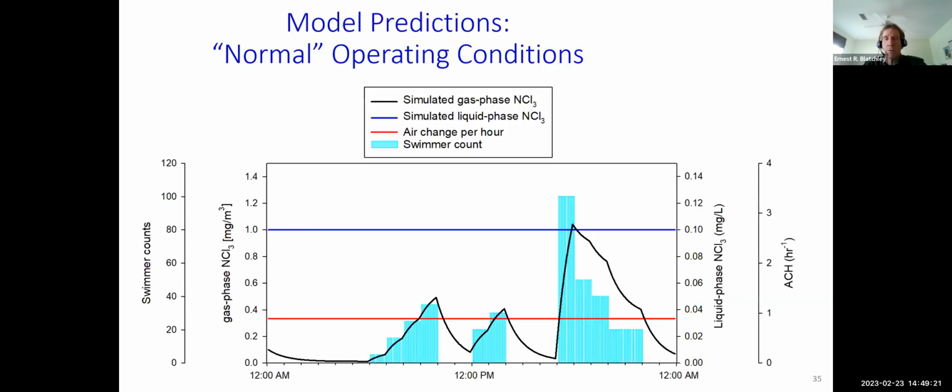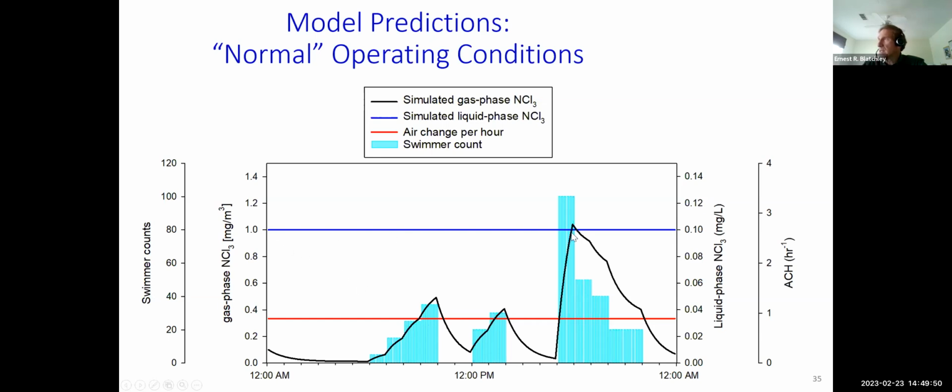So let me just walk you through quickly a couple of simulations. This is a hypothetical simulation, and let me just illustrate what's going on. The bars represent what we anticipate as the bather load in this facility. If you've been operating a facility for a period of time, you probably have a reasonable idea of how many swimmers to expect, and so we've done that for this particular facility. The red line represents how the HVAC system is being operated. This one is being operated at about 1 air change per hour.